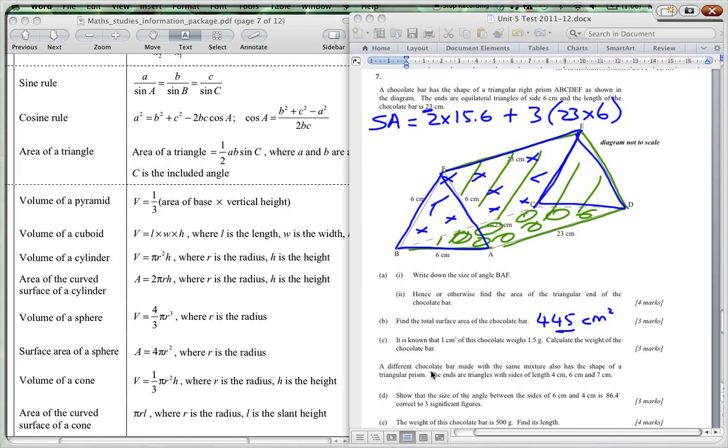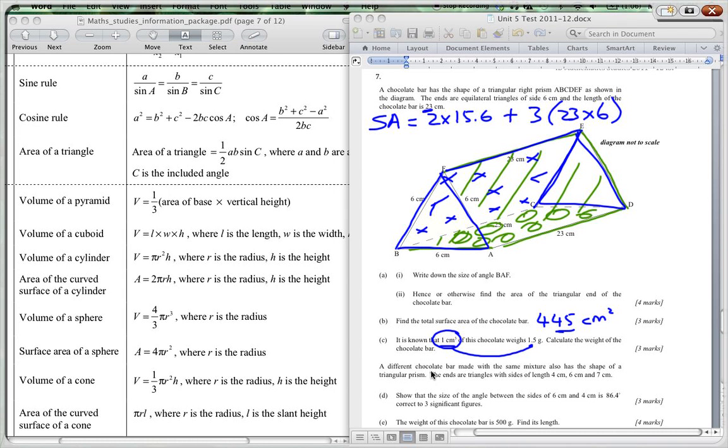Now it then says it is known that 1 centimeter cubed of chocolate weighs 1.5 grams. Calculate the weight of the chocolate bar. Now this 1 centimeter cubed here is a volume. So I need to find my total volume in centimeters cubed, and then each centimeter cubed will have a mass of 1.5 grams. So from that I can calculate the total mass or the weight of it.